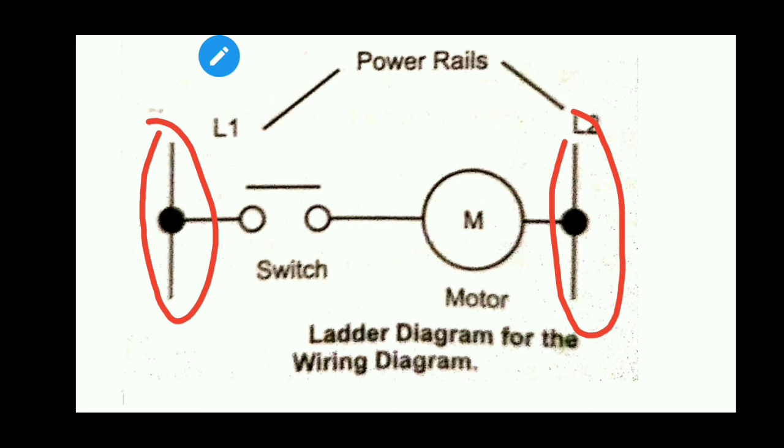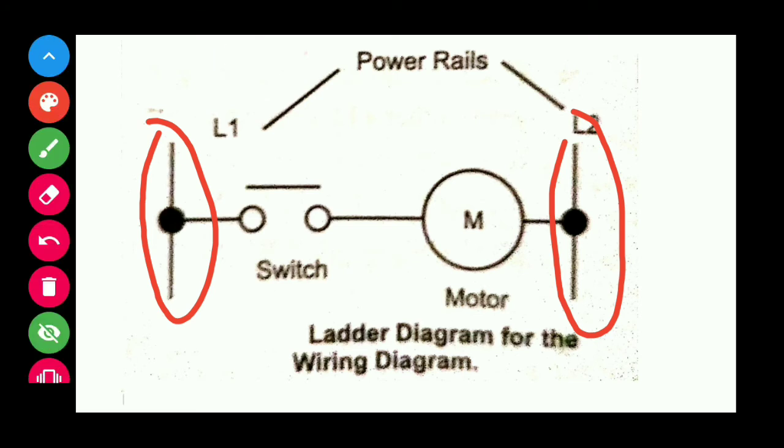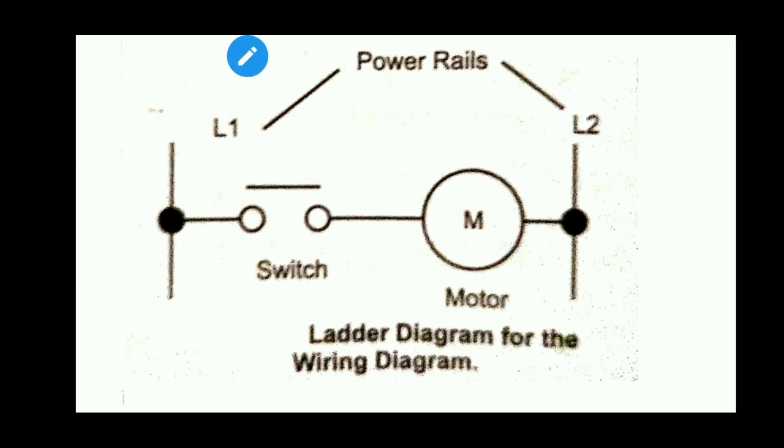So the vertical lines are called power rails. You can see L1 and L2 are the power rails in here. This is the rewritten wiring diagram. This method is popularly known as a ladder diagram.